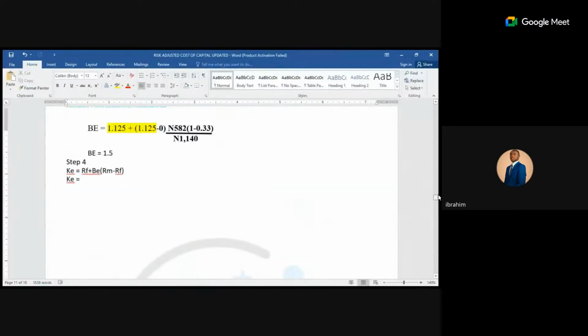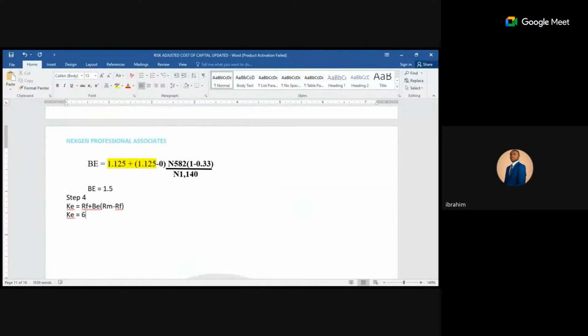Please, if you don't have the material, make sure you get your material, okay? So this is 1.5. Market return is 14 minus 6. So what do we have here? 18%. So what is the final step?